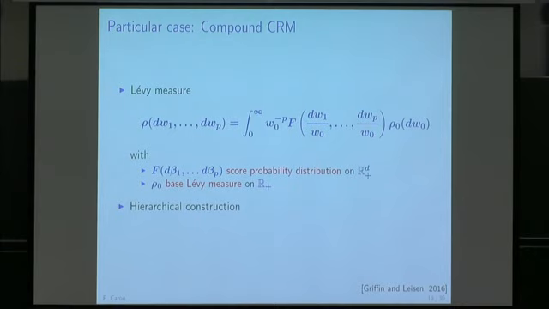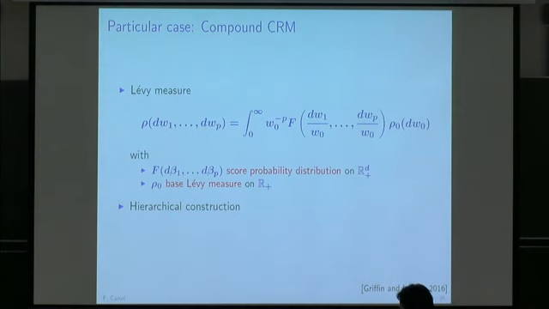So now if you want to have more structure in the model, with some sort of latent communities, you've got a multivariate Levy measure, and we need to find some sort of parametrization for this. We've looked at using the framework defined by Griffin and Leisen on compound completely random measures, where the Levy measure will be parameterized by one base Levy measure rho 0 on R plus, which will tune the sparsity level of the network, and some score probability distribution that will tune the level of affiliation of the nodes to the different communities.